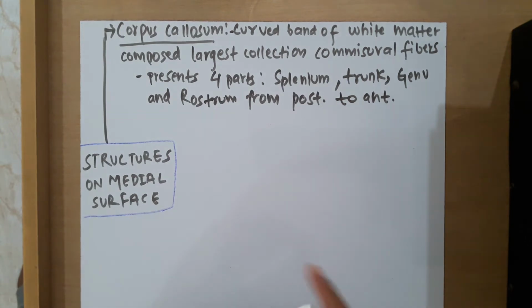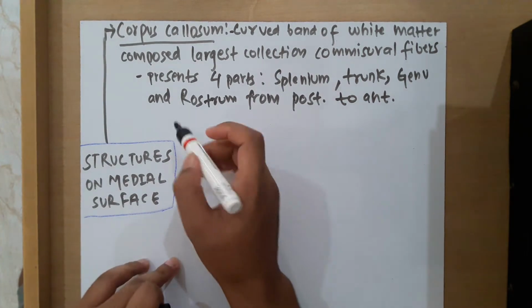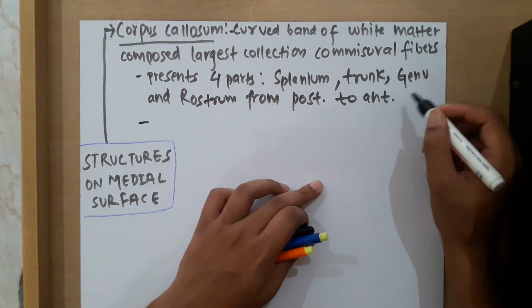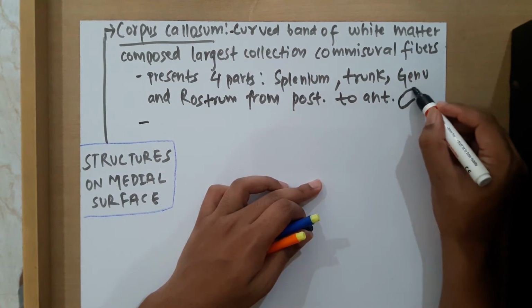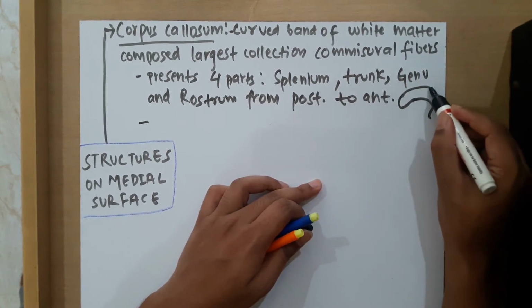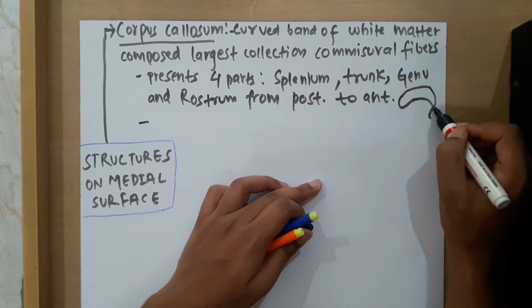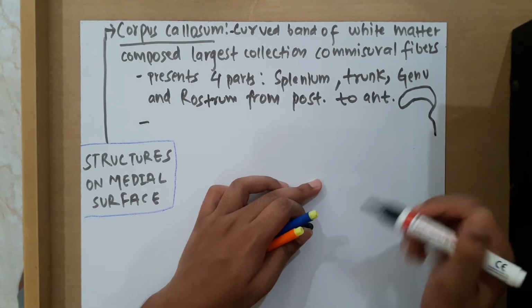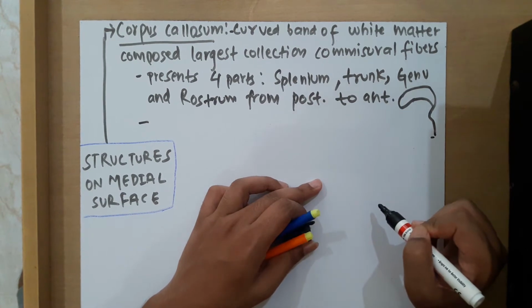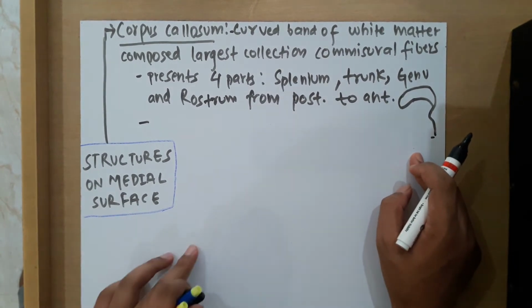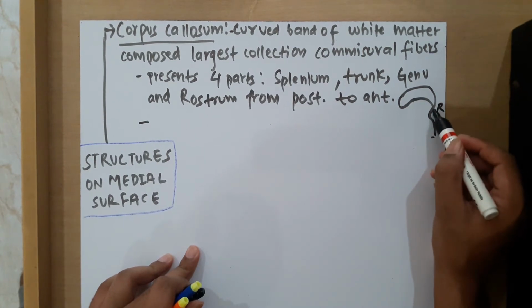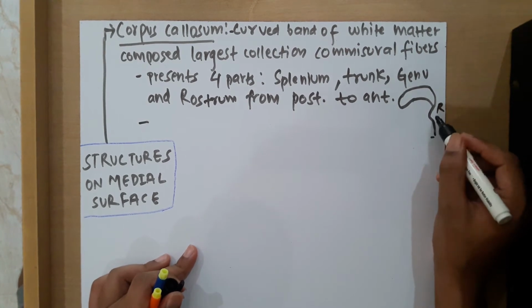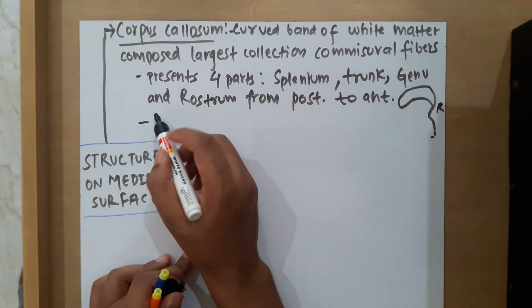And the rostrum. Now the rostrum recurves backward. As we drew a figure of the corpus callosum, this was the band, and the most anterior part is the rostrum. The rostrum recurves backward and continues with a sheet of grey matter, called lamina terminalis. So if this is the rostrum, it is recurving backwards and continuing with a sheath of gray matter that is known as lamina terminalis.